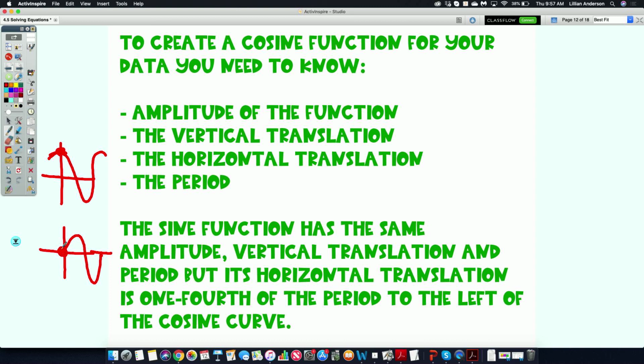Okay? A few things that you're going to need to know when it comes to a cosine function is the amplitude. Remember, we talked about this when we were talking about graphing. Amplitude is the distance between your midline and a max point or your midline and a min point. Algebraically, it is found by subtracting your max and min and then dividing by 2.